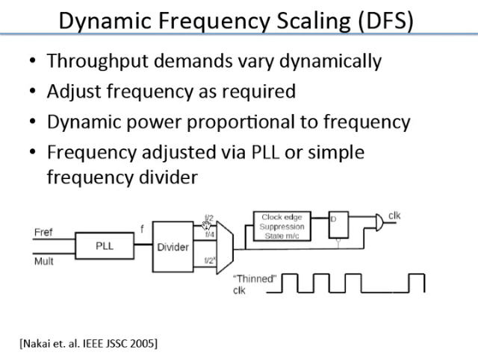Here, a simple idea: f comes in, then f by 2, f by 4, till f by 2 to the k. So many divide factors are already being generated. In fact, it is one divider and you just tap off from different points, and then you mux and select which one you want. If I want any of these frequencies, it is just a simple setting of the mux to get me that frequency.